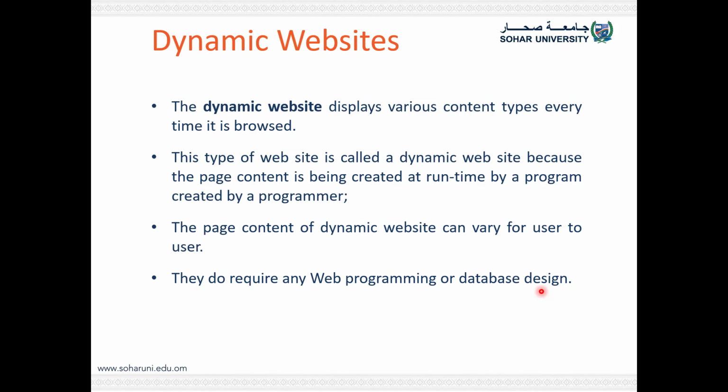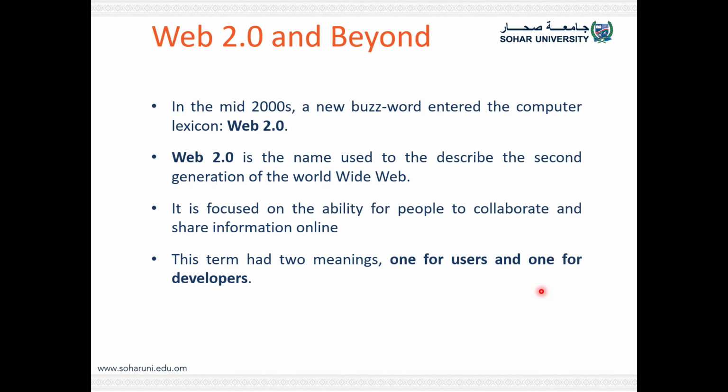Now, this is the comparison between a dynamic website and a static website. The last thing we talk about here regarding the static website, dynamic website, and the new generation of the website is what they call Web 2. And this Web 2, as I said just now, describes the second generation of the World Wide Web. This kind of website is focused on the ability of people to collaborate and share information online.